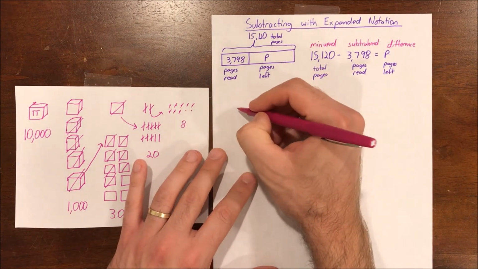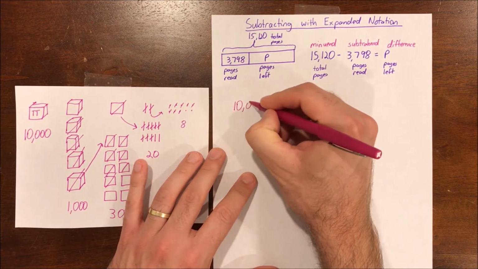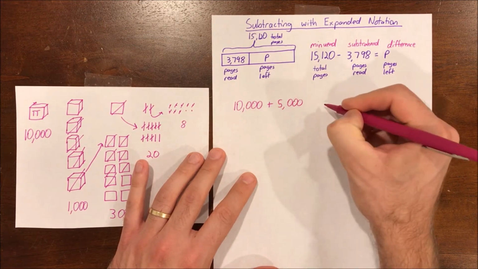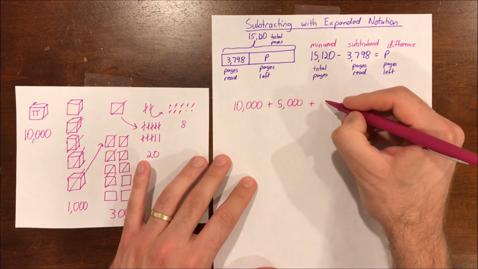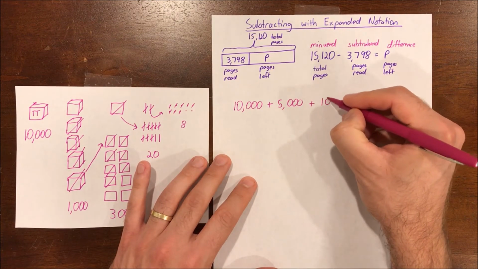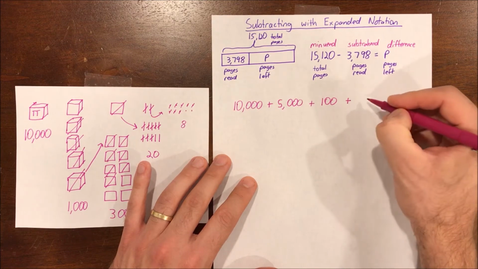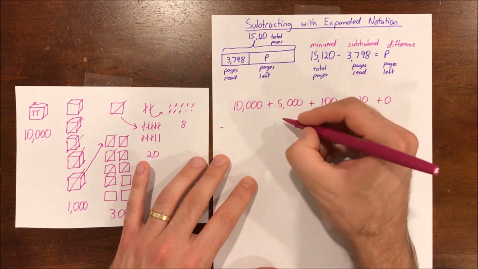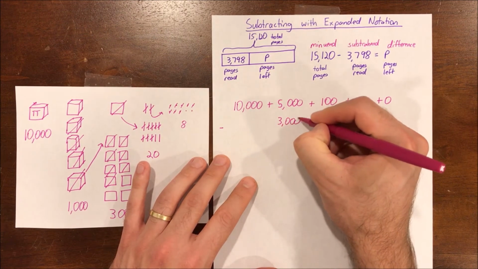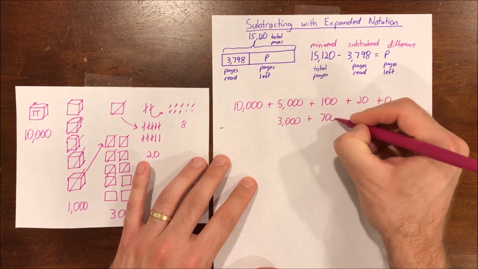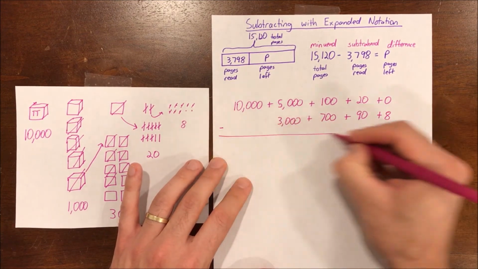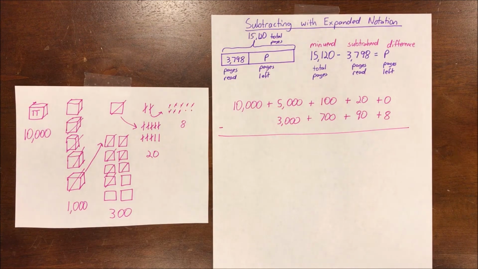So we've got 10,000 plus 5,000 plus 100 plus 20 plus 0, and we're going to take away 3,798. Great. Where should I start? Why? Go ahead and say it out loud.